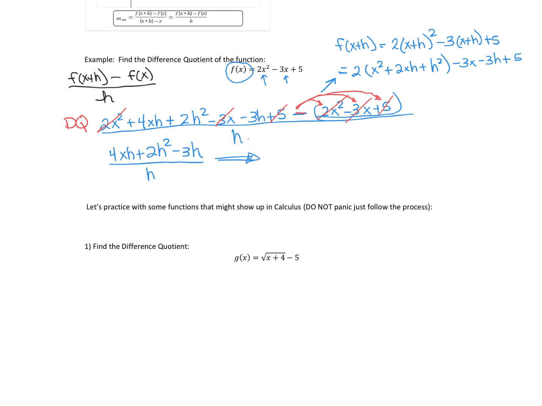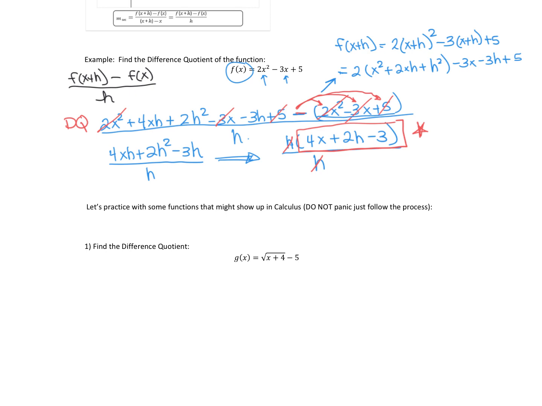I'm going to factor an h out of the numerator. So that will give me 4x plus 2h minus 3 all over h. And these h's will cancel. So this is the difference quotient. Now you can see that if I then ask myself, well, what happens as h goes to 0, that 2h term will go away. That's really a question for calculus. At this point, we just want to calculate the difference quotient.